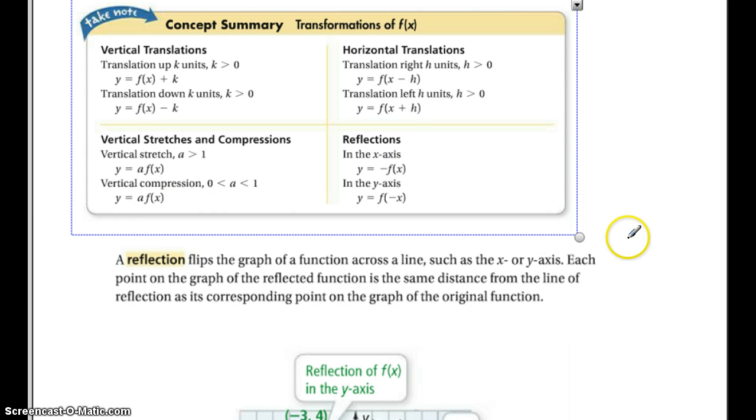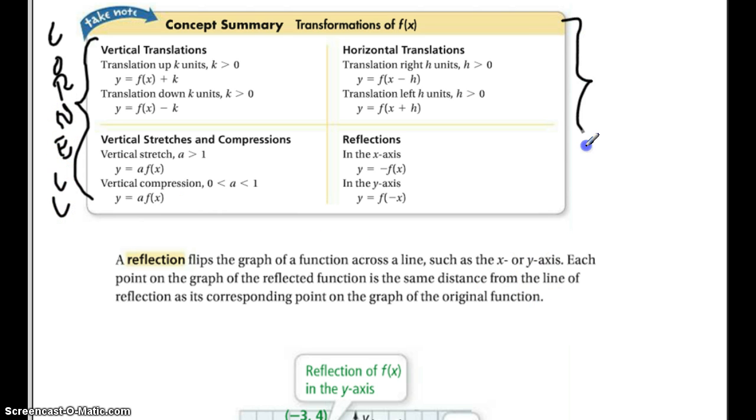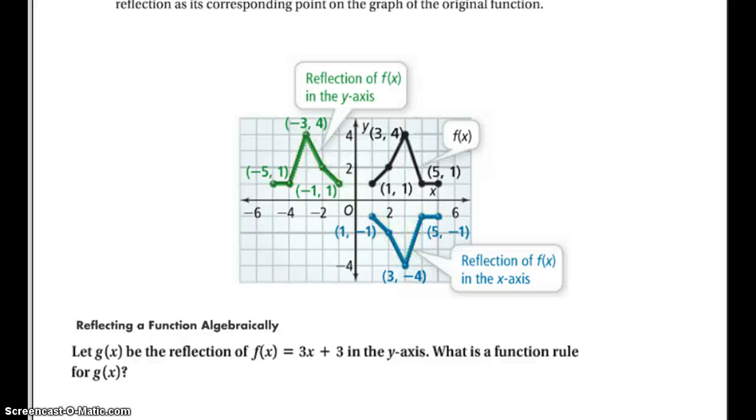Our next slide here talks about some of the concept summaries of this. These are really good notes to have taken in your Cornell notes. Actually, the whole chart here. Let's first talk about reflections. What reflections do, if you look at these graphs down here, is that just as the name sounds, it's going to reflect itself over something or through like a mirror.